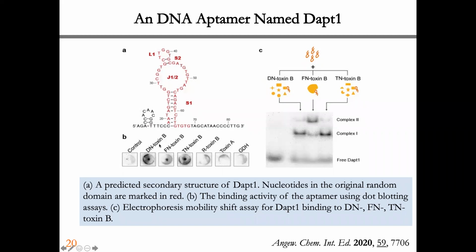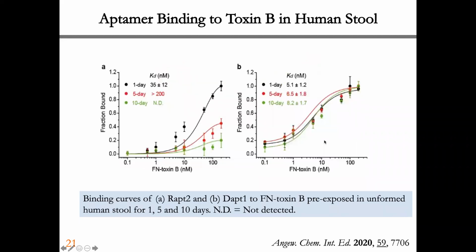So here's degraded native toxin B. It can bind. It can also bind the fresh toxin B. And we also treated the toxin B using heat, and then cooled it. We find our aptamer can still bind to it. But it does not bind to the recombinant toxin B or toxin A or GDH, okay? And here's just different EMSA binding data, but I don't have time to go into details.